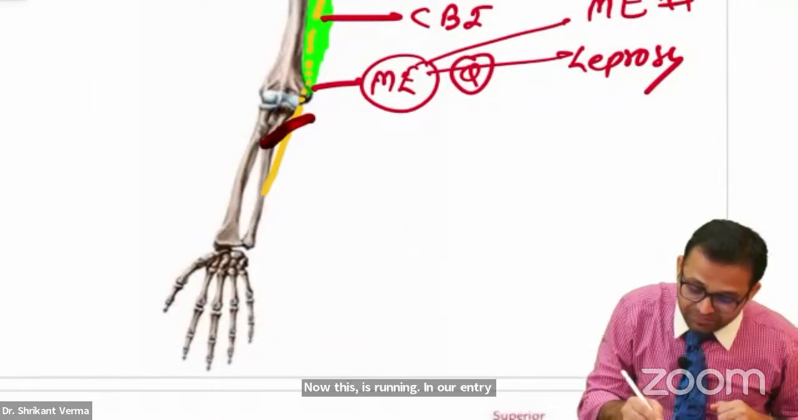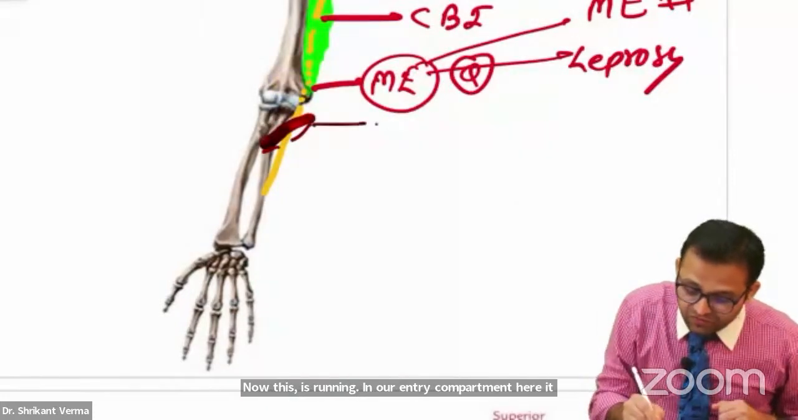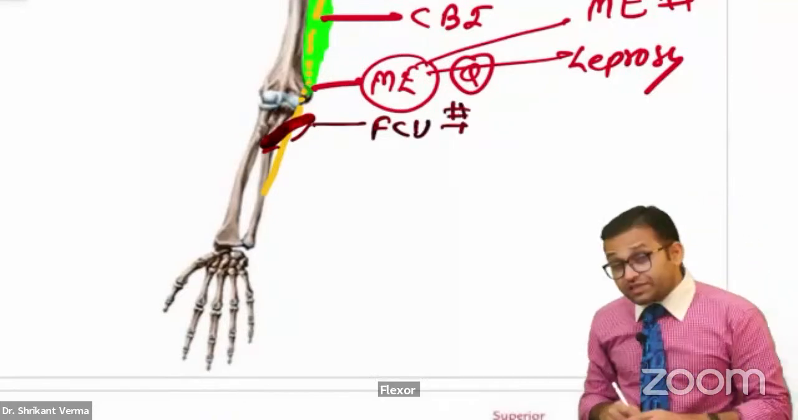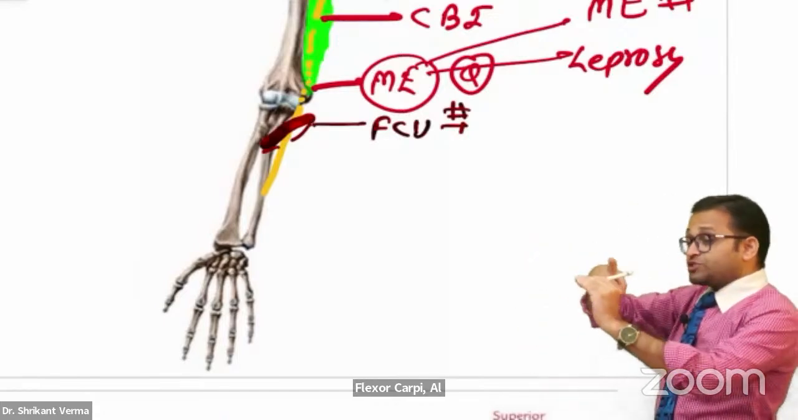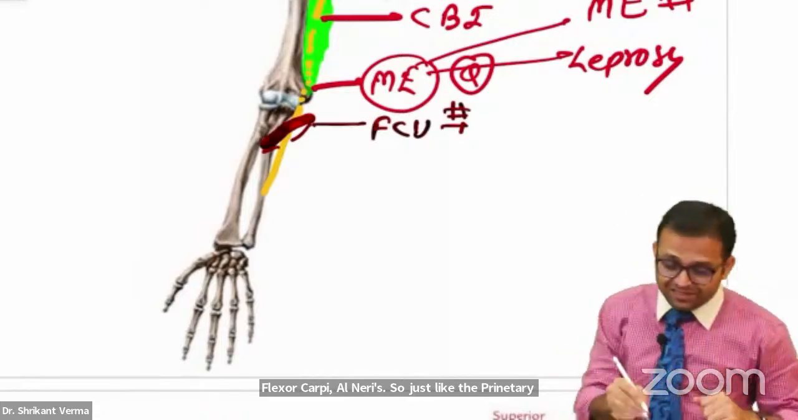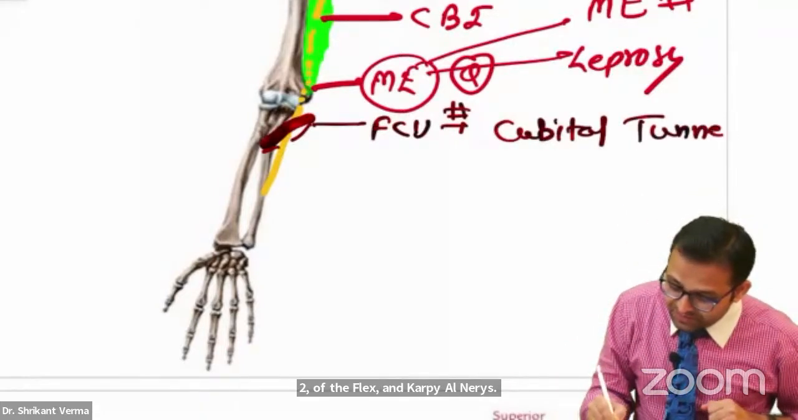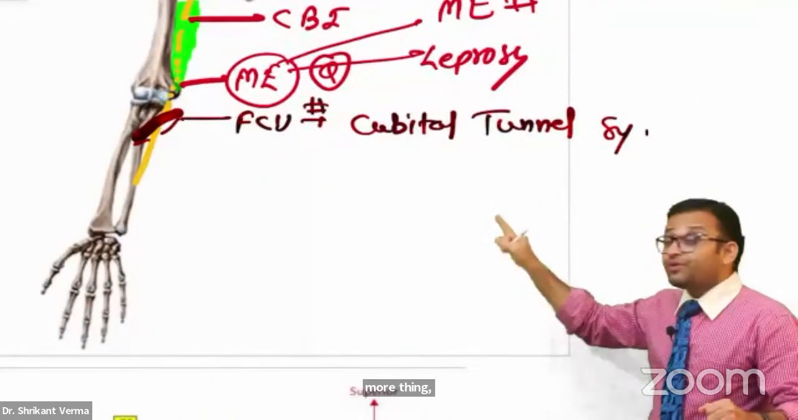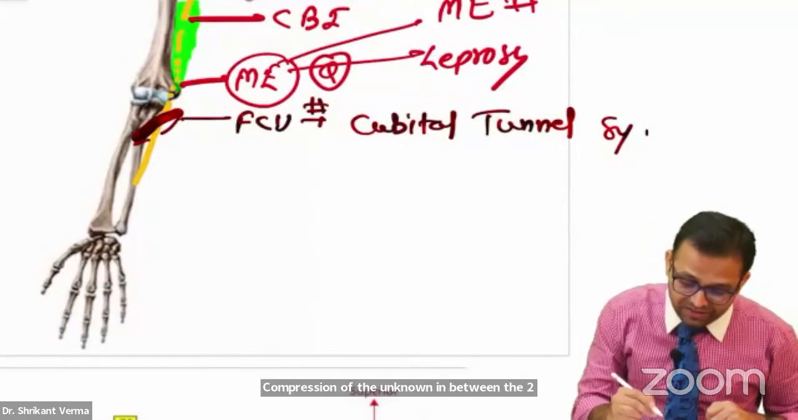Here it is passing in between the two heads of the flexor carpi ulnaris. Just like the pronator teres syndrome, the compression of the ulnar nerve in between the two heads of the flexor carpi ulnaris results in cubital tunnel syndrome. So one more thing: cubital tunnel syndrome is compression of the ulnar nerve in between the two heads of the flexor carpi ulnaris. Now it is running in our forearm.